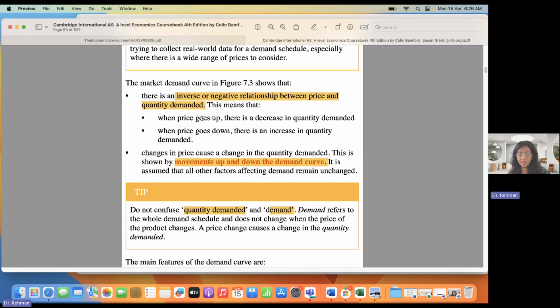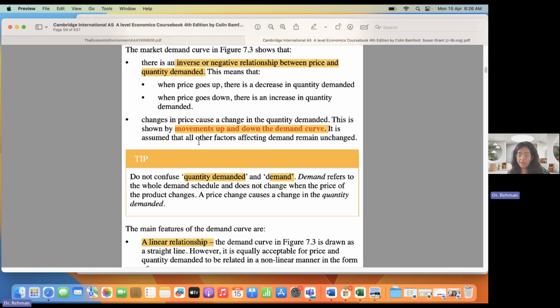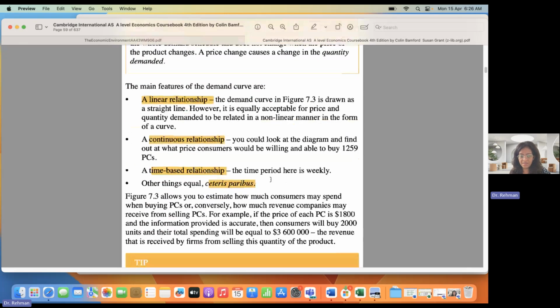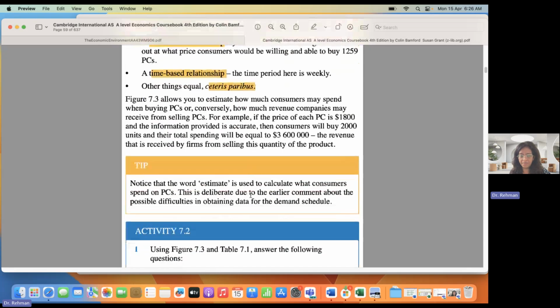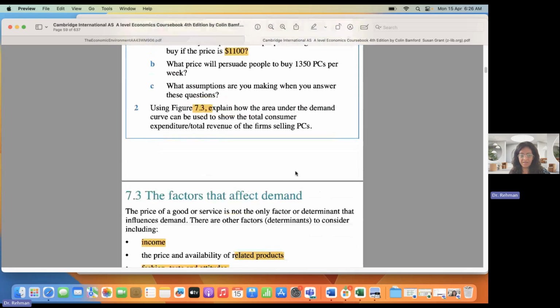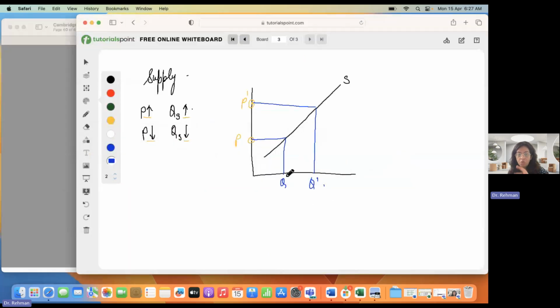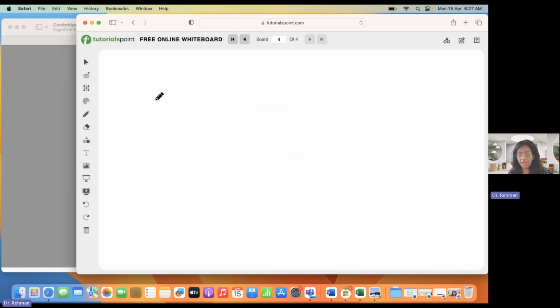You can just go through it. It's a reverse relationship, a negative relationship. Now coming to the movements of the demand curve. I just want you to go through these ones. This is not really rocket science. You can quickly go through them. Very, very important are the two movements of the demand curve.